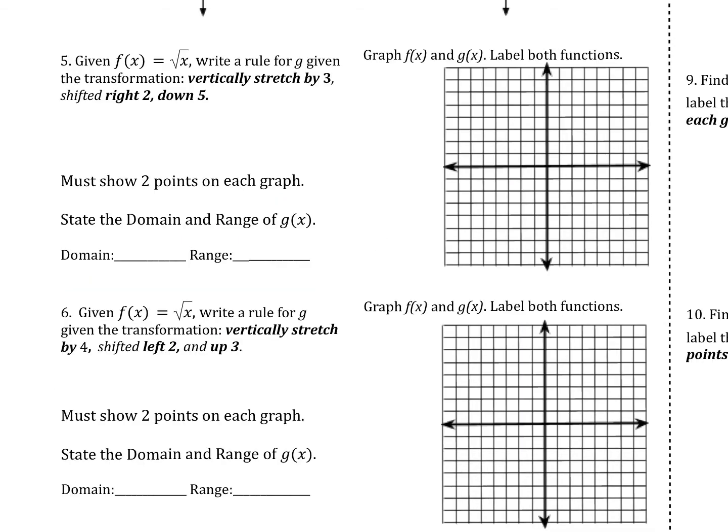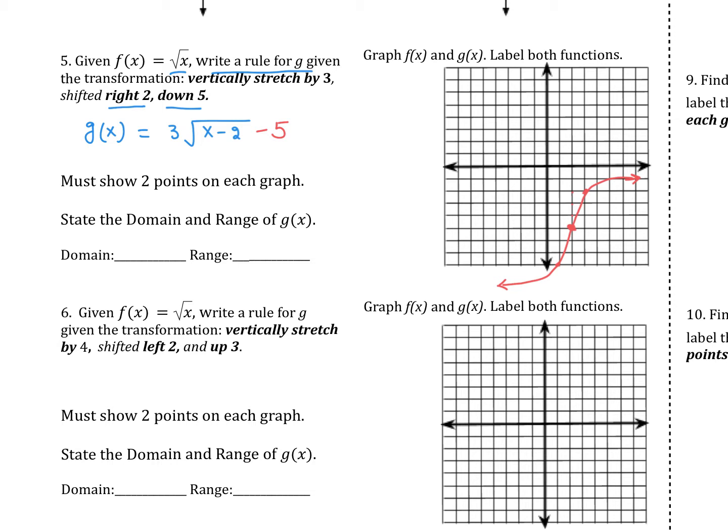So given f(x) equals square root x, write a rule for g(x) that transforms vertically stretch by 3, right 2 units and down 5. So g(x) is going to be 3 times square root of x minus 2, because it's a right 2. It means it's negative 2. Down 5 means you're going to have a down 5 here.